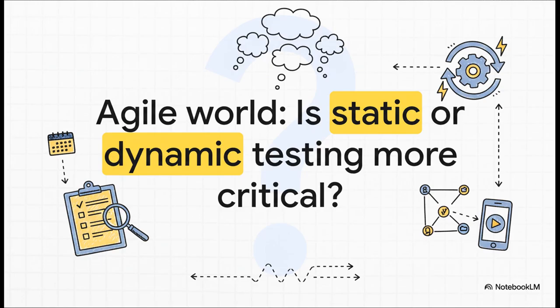So, I'll leave you with this to think about. In today's world of super fast, agile development, where we're shipping new features every week or even every single day, which one of these do you think is becoming more critical? Is it that upfront blueprint check to stop flaws from ever happening? Or is it the constant stress test to catch them the moment they pop up? That's a huge debate in engineering right now.